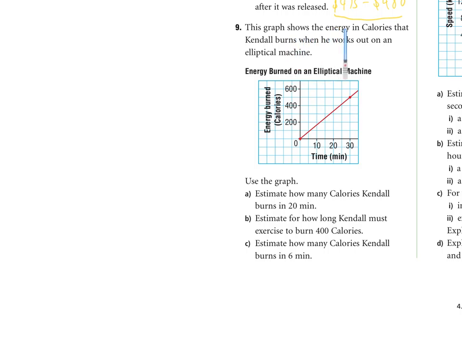Number 9. This graph shows the energy in calories that Kendall burns when he works out on an elliptical machine. So here we go. We have energy burnt in calories on our y-axis, and time is on the x-axis. So we'll label those just to keep consistent, x and y. And we have ourselves a linear relation going on right here.